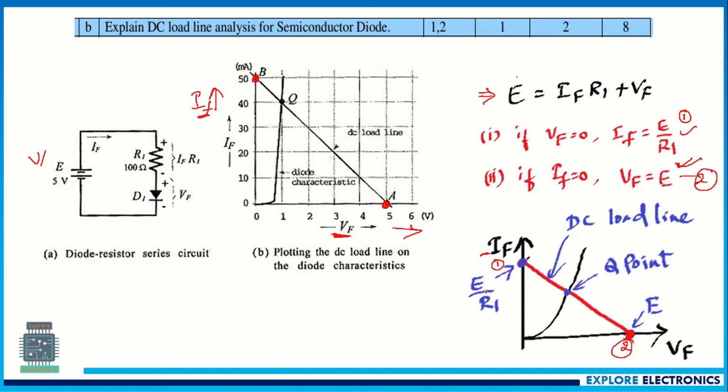So we are going to get If as maximum E divided by R1, and Vf as maximum equal to E. When we draw this line, this is the output characteristic of a diode, and when we get these two points and draw a line, it is going to intersect over here. This will be called the Q point. We need to bias the device to this particular voltage and current. That is what the DC load line is. You need to explain this much for 8 marks.